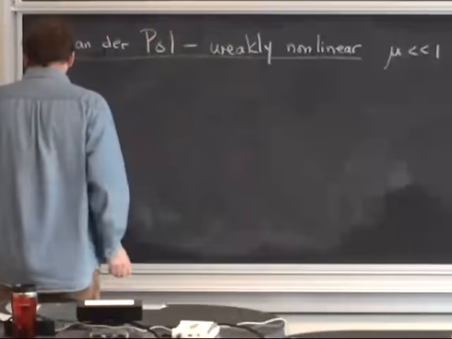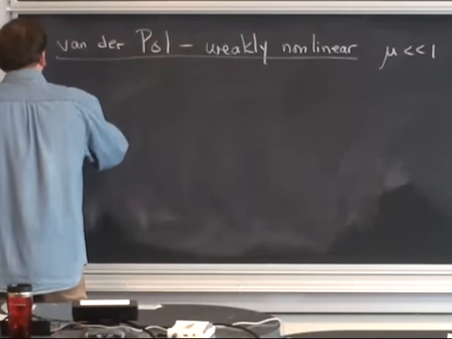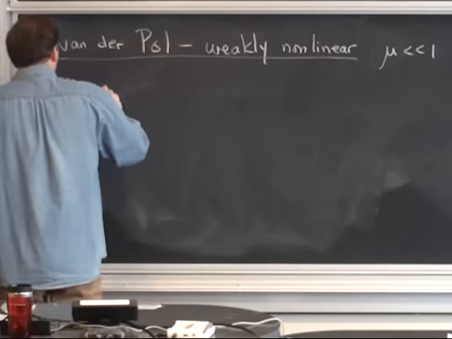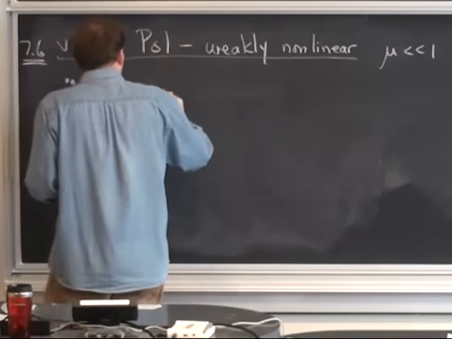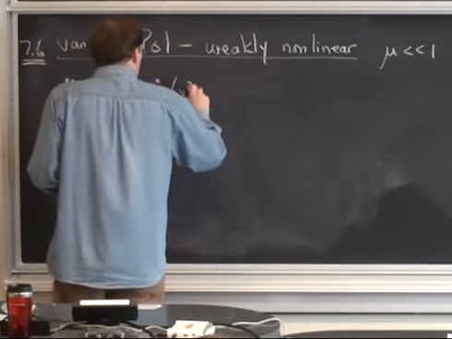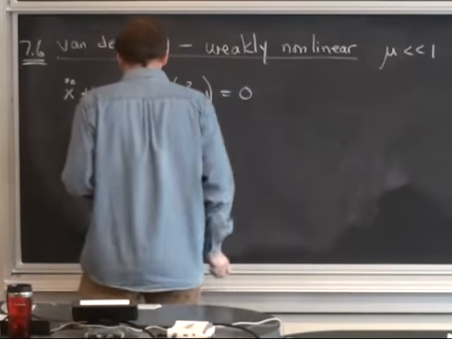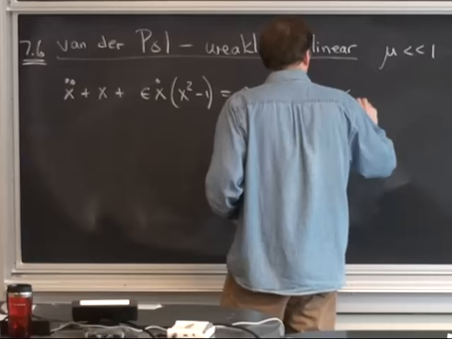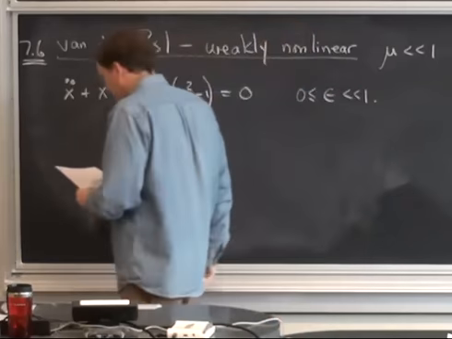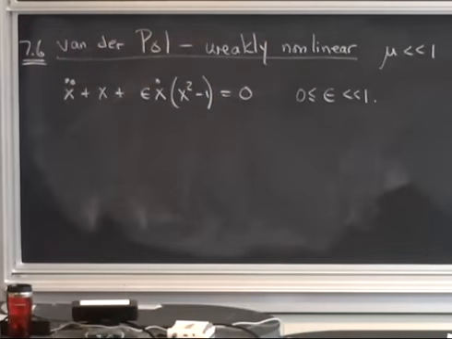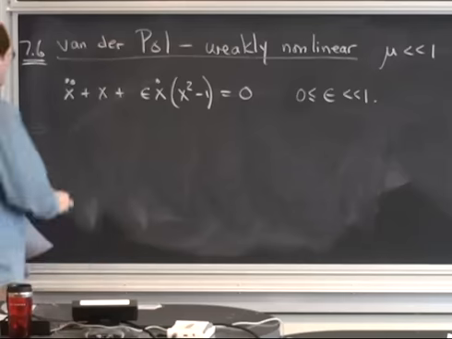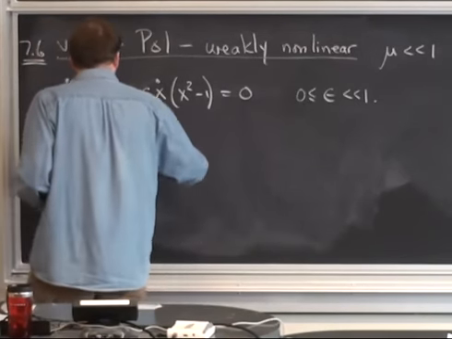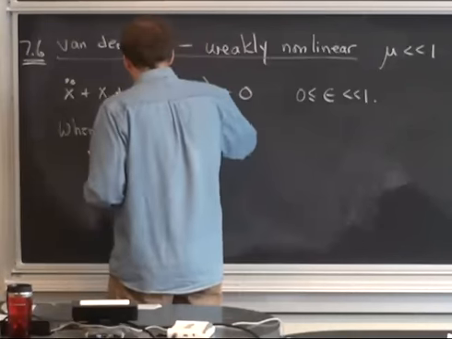So since we have this small parameter, let's think of it as epsilon. That is, that looks like a small parameter. So it's conventional to write this as x double dot plus x plus epsilon x dot times (x squared minus 1) equals 0, where epsilon is greater than or equal to 0 and much less than 1. And first, just to get some intuition about what you should expect, keep in mind that when epsilon is strictly equal to 0, then we just have an ordinary harmonic oscillator.